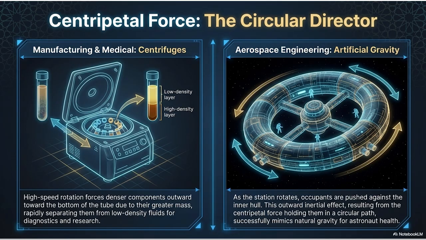If you're swinging a rock on a string around your head, the rock desperately wants to fly away in a straight line. The string provides a constant inward pulling force, the centripetal force, forcing the rock to turn at every single microsecond. And engineers use this circular force in some pretty brilliant ways. Let's look at the microscale first.